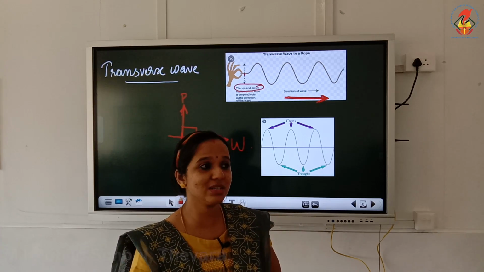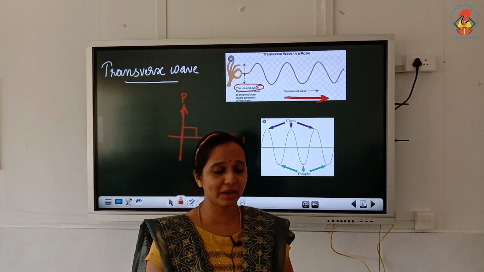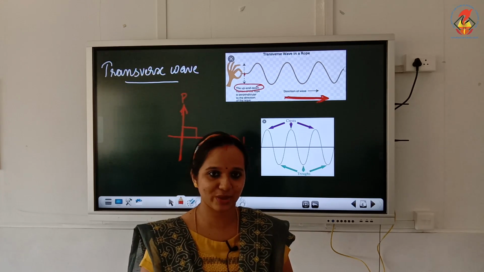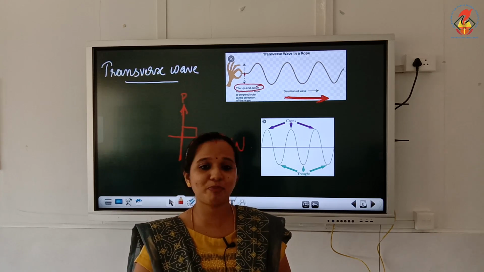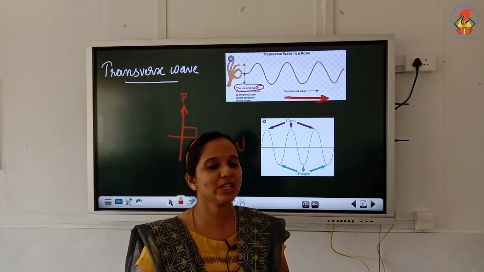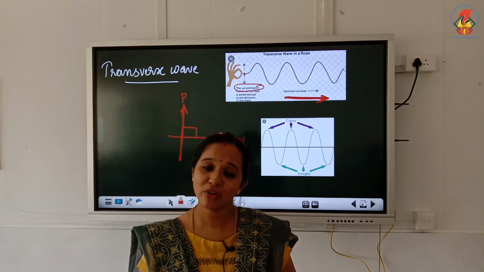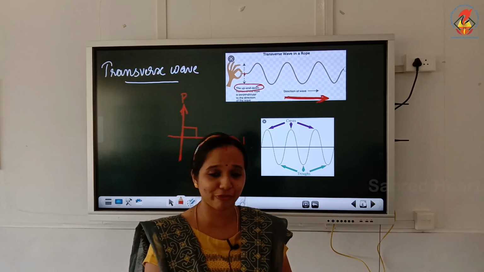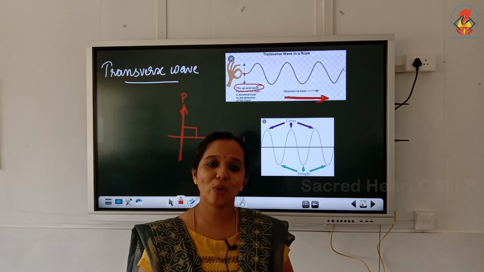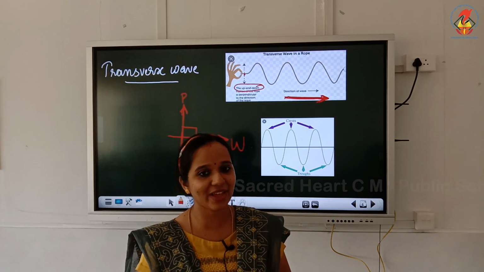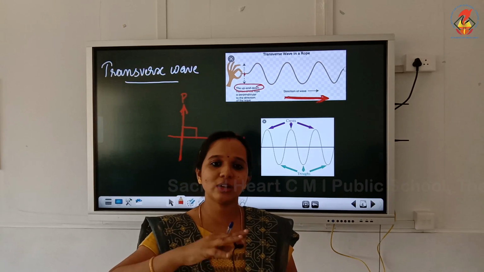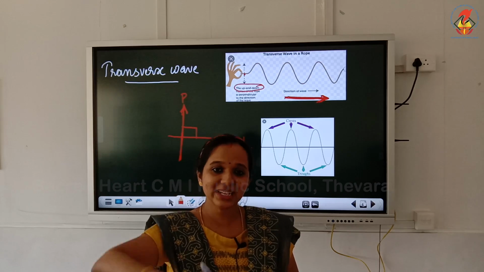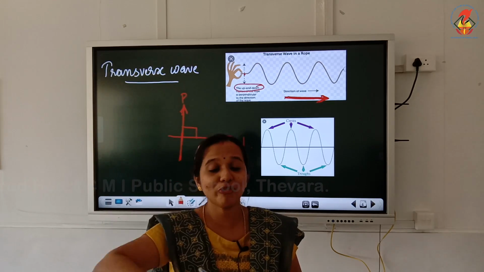Another example is, take a tumbler and fill it with water. Now put a pebble into it. We know that a ripple will be formed. The ripples formed are a kind of transverse wave. Now just put a dry leaf onto the surface of water where the ripple is formed. We can see that the leaf will not move from one point to other, but will just vibrate up and down.